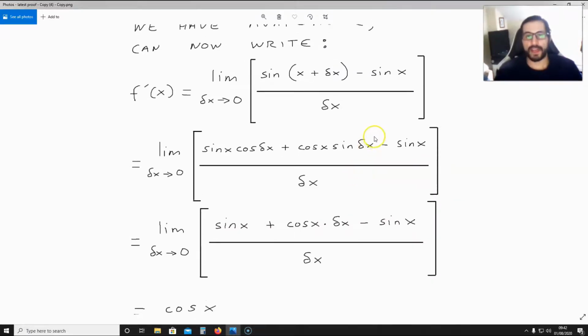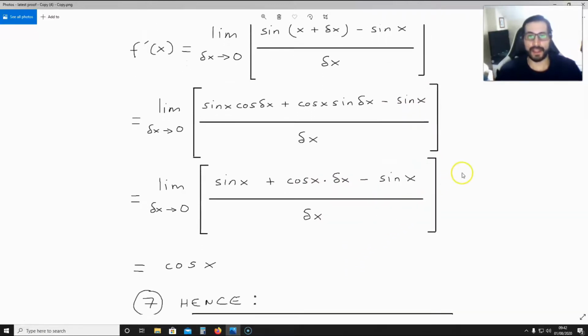Also, if we have sine of an angle and the angle becomes very, very, very small, what we're going to end up with is just the value of the angle in radians. So, this sine of change in x over here is just going to become change in x. So this expression over here turns into this. And minus sine x over here just remains the same. So what we have is this expression over here.